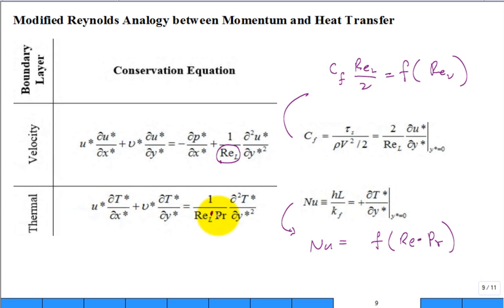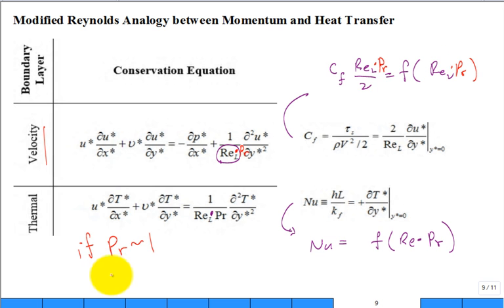Now, this is a little bit of the magic getting to the analogy. If the Prandtl number is around 1, then I could rewrite the velocity or linear momentum equation as Reynolds times Prandtl. So right here I could put times Pr, and I could put times Pr right there. It's a little bit of magic.